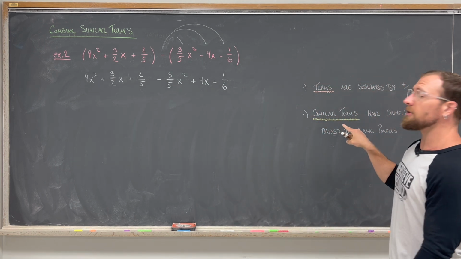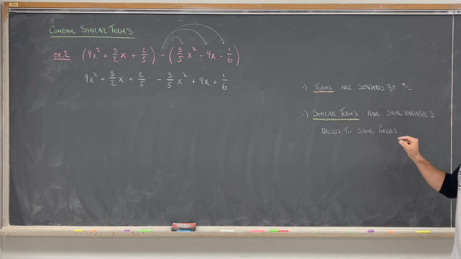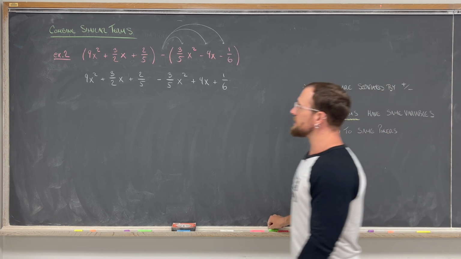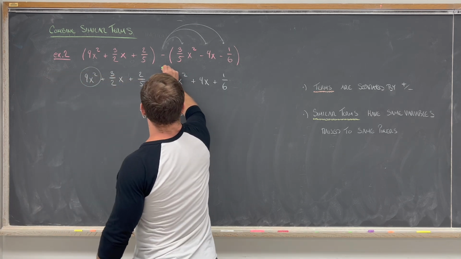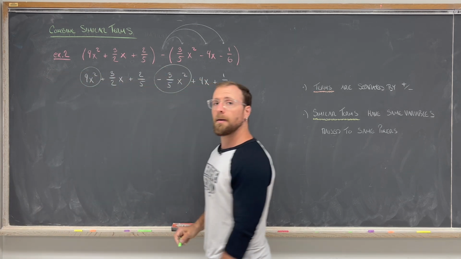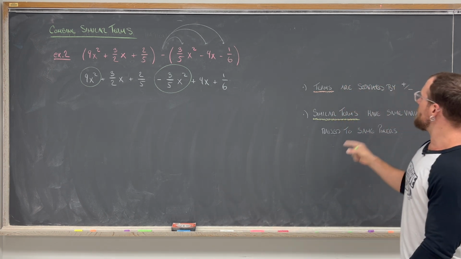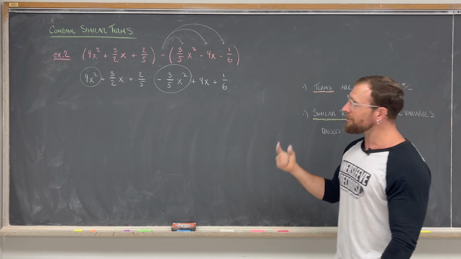Okay? Now I'm looking for similar terms. Similar terms can be combined. Now what are similar terms? They have the same variables raised to the same powers. So for example, I see a 9x squared here and a negative 3/5 x squared there. Now the numbers out front are different, but the x squared part, that's the same variable x being raised to the same power 2. Those are similar terms.